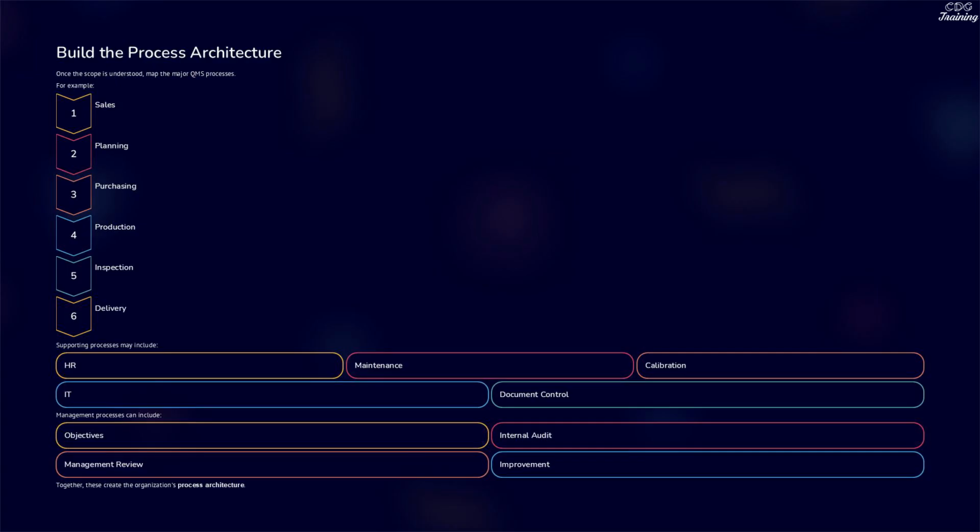Once the scope is understood, map the QMS processes. Supporting processes may include HR, maintenance, calibration, document control, and more. Management processes like objectives, management review, and internal audit are crucial to the organization's process architecture.